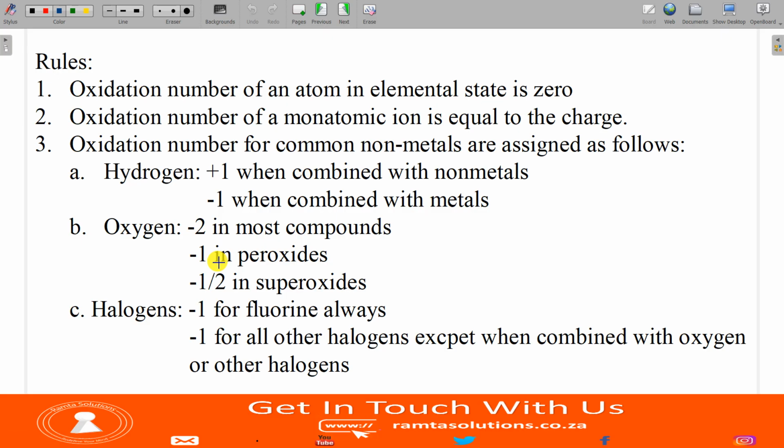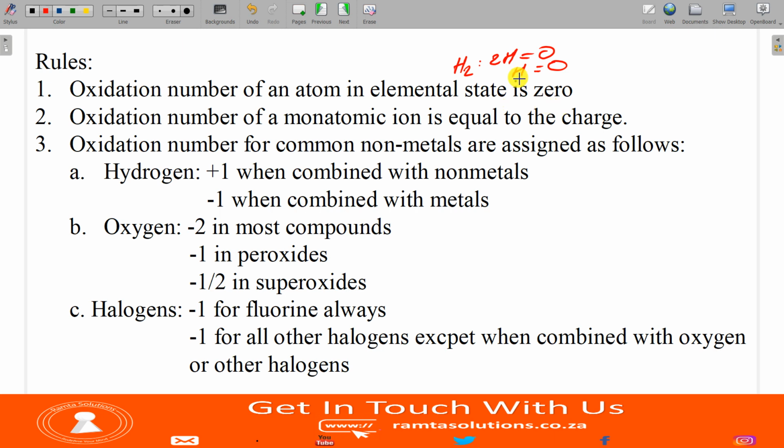Rule 1: the oxidation number of an atom in elemental state is 0. For example, hydrogen gas, which we normally get as a gas. What would be its oxidation number? 2H equals 0. Therefore, its oxidation number is 0. Do you see that? The oxidation number of carbon will be 0. Of oxygen, it'll be oxygen gas, so the oxidation number of that oxygen atom will be 0. So yes, the oxidation number of an atom in elemental state is 0.